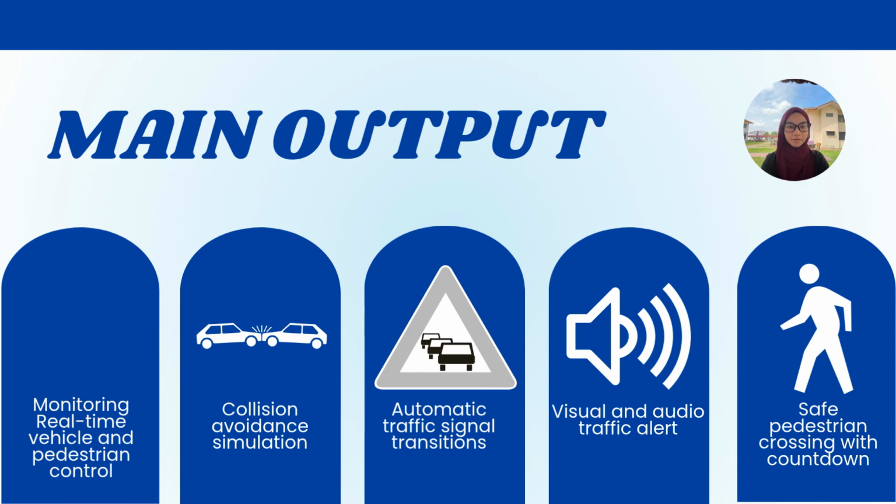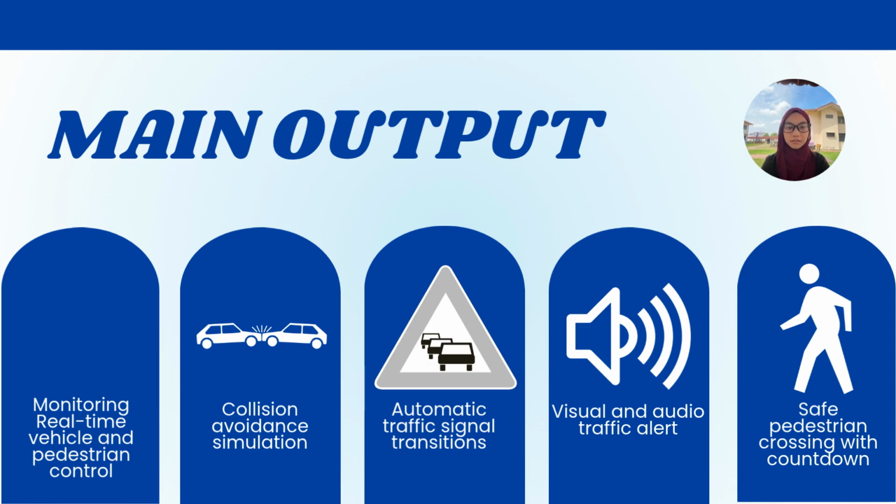The main output of our system is a real traffic simulation that controls both vehicles and pedestrians. First, the system manages vehicle and pedestrian movement according to the current traffic light phase. Second, pedestrians can safely cross the road by pressing the crossing request button, and the system displays a countdown timer during the crossing period. Third, the traffic light automatically transitions between green, yellow and red without manual intervention.